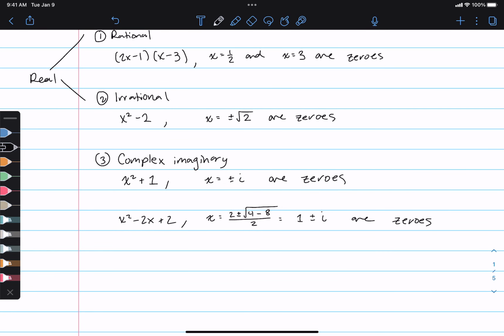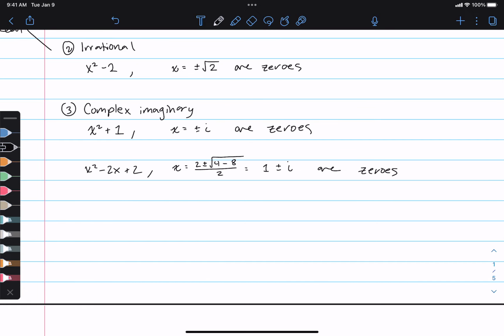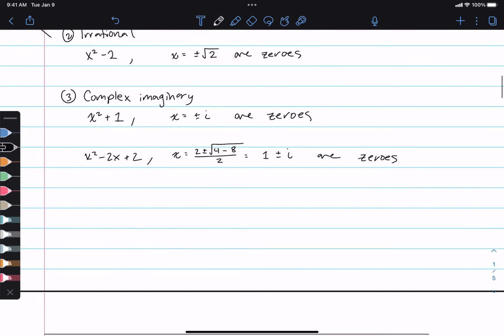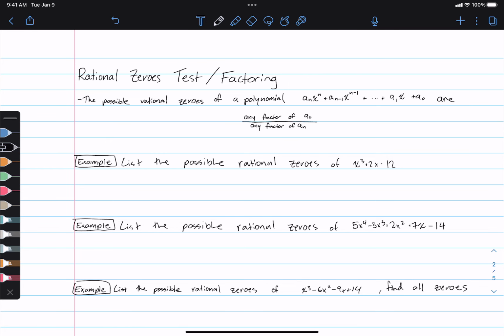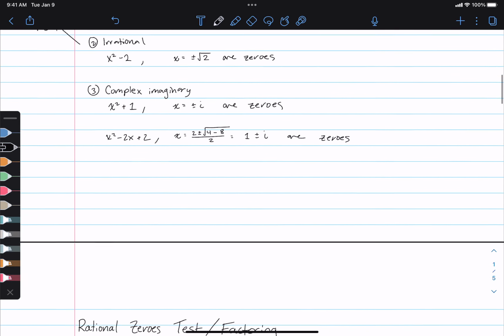Our third type of zeros are going to be the complex imaginary zeros. So, for example, the equation x squared plus 1 has plus or minus i as a zero, right? Or x squared minus 2x plus 2, we can use the quadratic formula there to find out that 1 plus or minus i are zeros. With that in mind, let's talk about rational zeros. So that's the first type of zeros that we have here.